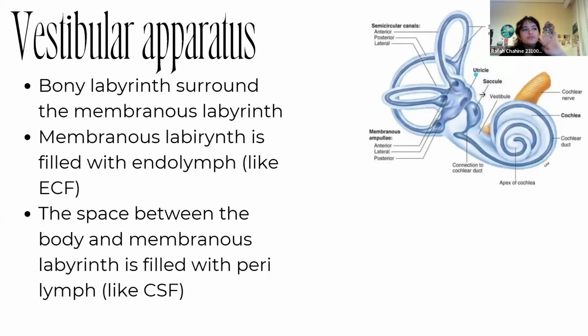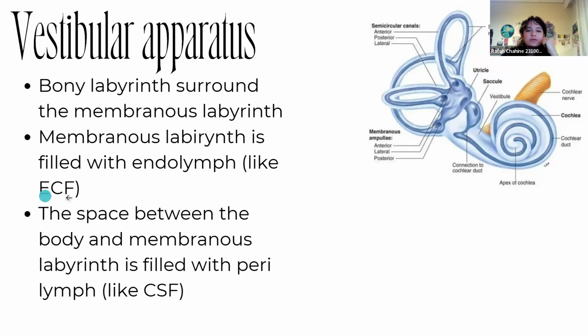Now, the reason that we want to differentiate between them is because they are also filled with fluid, and the fluid that they're filled with is obviously going to be different. The bony labyrinth surrounds the membranous labyrinth. Inside the membranous labyrinth, we have endolymph. Remember how I said that the scala media is also known as the cochlear duct? Inside the scala media, we have endolymph, and it is a part of the membranous labyrinth. Since the utricle, the saccule, and the semicircular ducts are also a part of the membranous labyrinth, they're going to contain the same fluid, which is the endolymph.